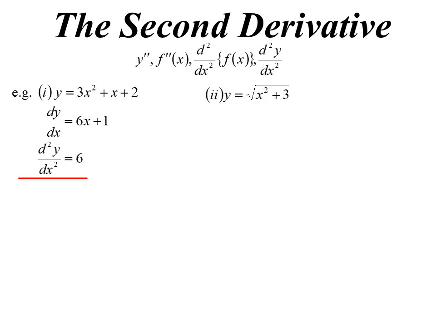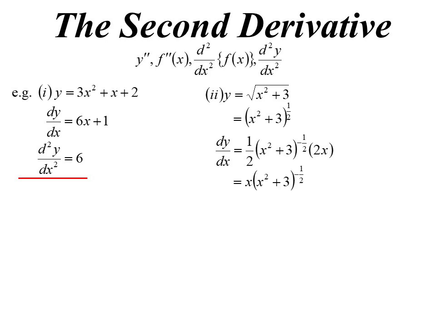Something a little bit more involved: square root of x squared plus 3. Okay. Going to have to put that into index form in order to do this. And we'll use our chain rule: bring down the power, lower the power, diff the inside, we get 2x, and there it is factorised. We get x squared plus 3 to the minus a half. Now normally I'd probably return that to surd form, but I'm going to find the second derivative, so it's more useful to be in index form.